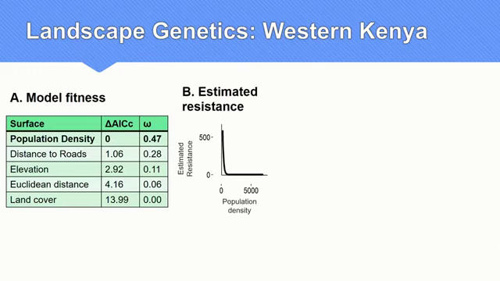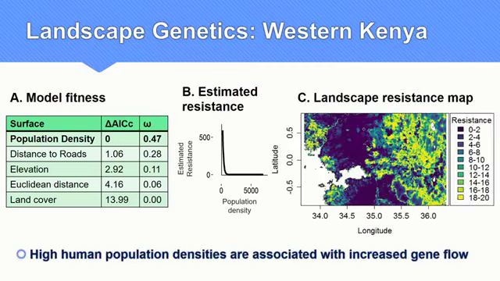So here is a figure of the relationship assigned between human population density and estimated resistance, where you can see that a low human population density was assigned a high level of landscape resistance. And here's the landscape resistance map based on our top model, where a yellow color indicates more resistance to gene flow. And you can see that our Miwani site over here is surrounded by landscape barriers, as well as our Rift Valley sites, which is consistent with our structuring analysis.